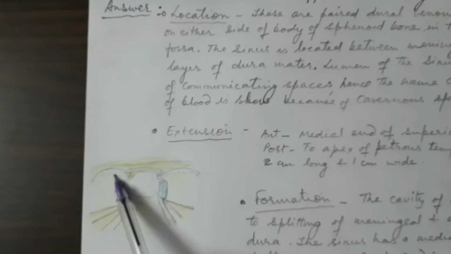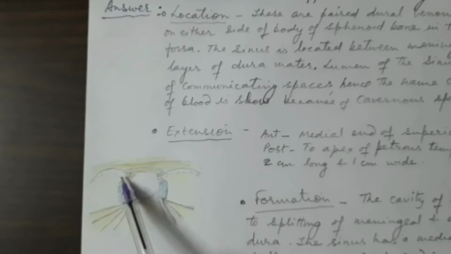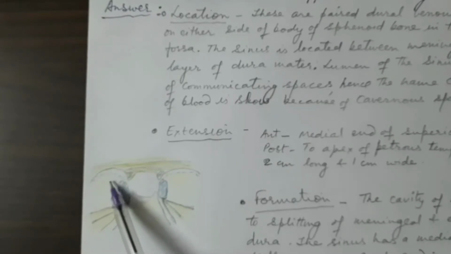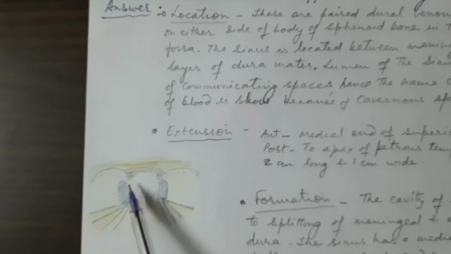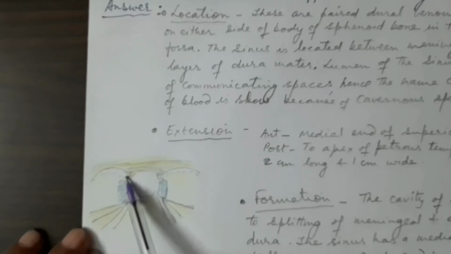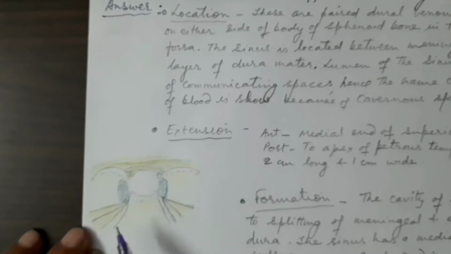I told you that the superior orbital fissure is between the free margin of the lesser wing of the sphenoid and the margin of the greater wing of the sphenoid. This is the greater, and in between these two there is a slit-like space, and that is the superior orbital fissure. So the anterior end goes right up to this superior orbital fissure. And which part of the superior orbital fissure? The medial end. This is the medial. So it is extending anteriorly up to the medial end of the superior orbital fissure.